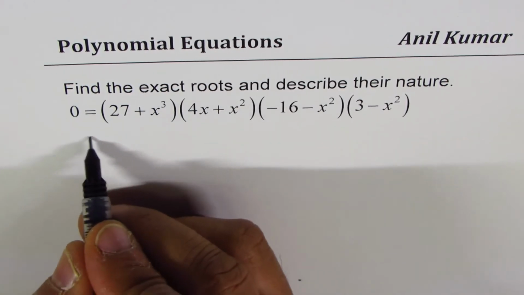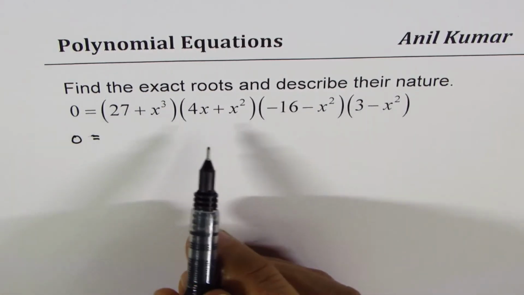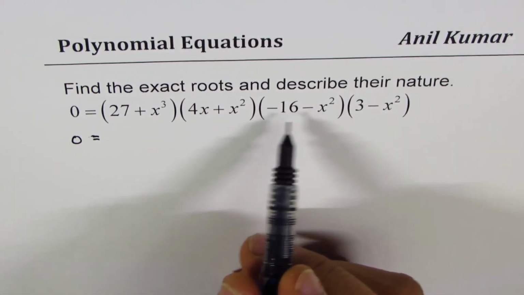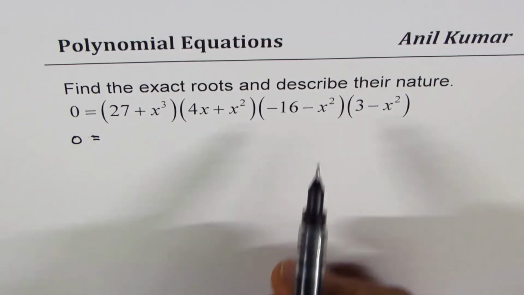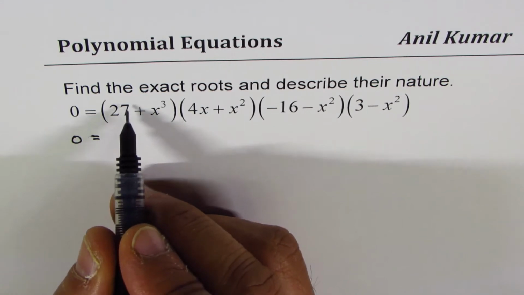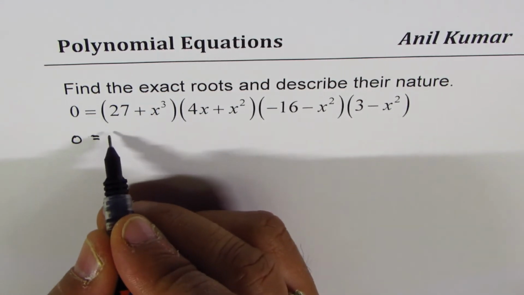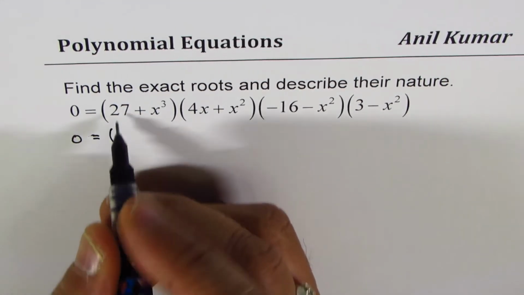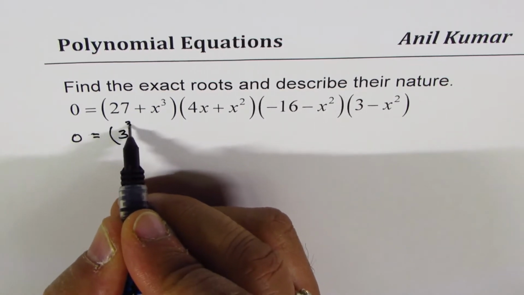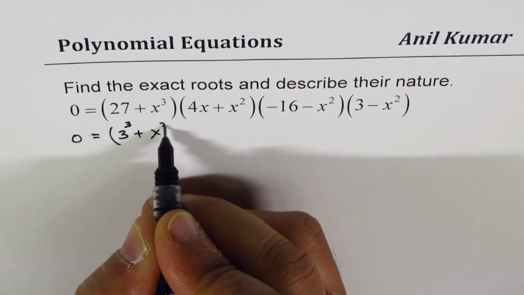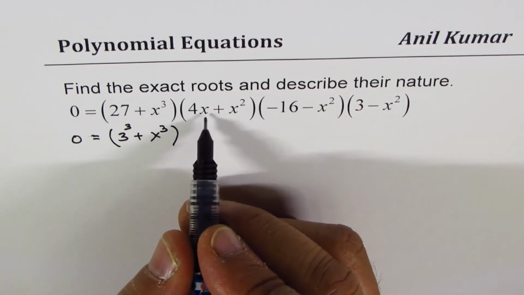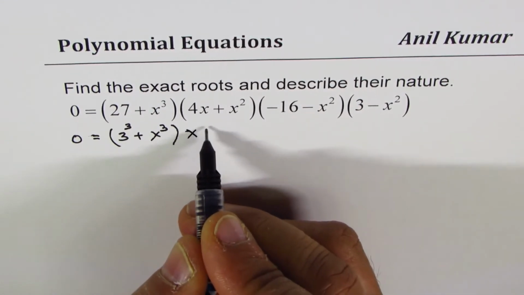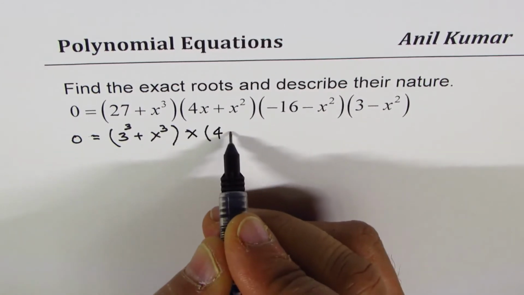Here we have a difference of squares. Okay, so when you have an equation something like this, it's better to take away these negative terms and put them in a way which we are very familiar to look at. So 27 plus x cubed could be written as 3 cubed plus x cubed, right? Okay. Now here 4x plus x squared, I could always factor x. So let me factor x and write this as 4 plus x.